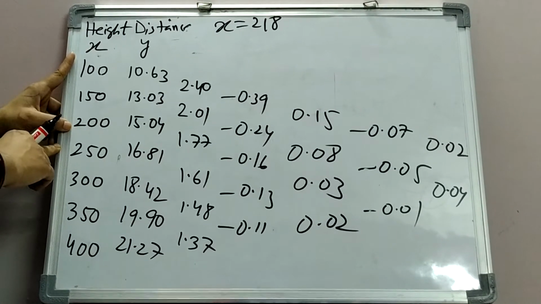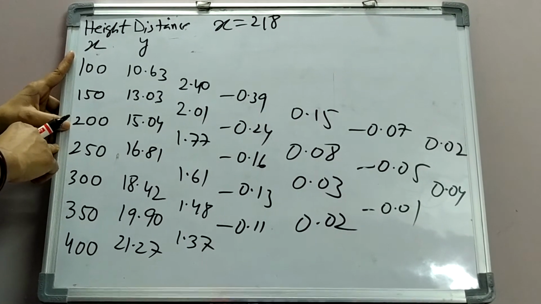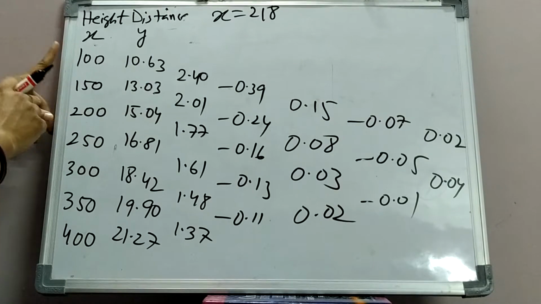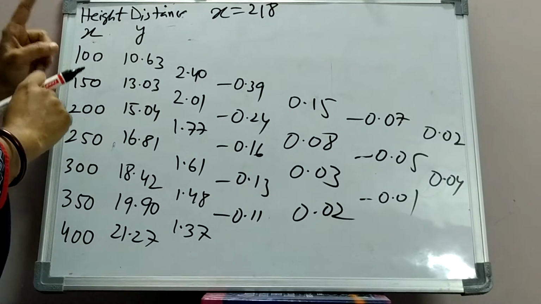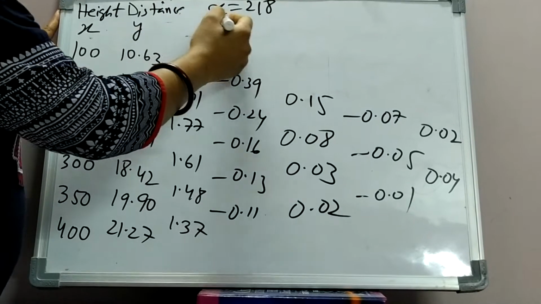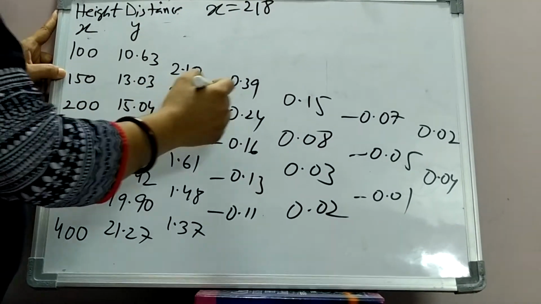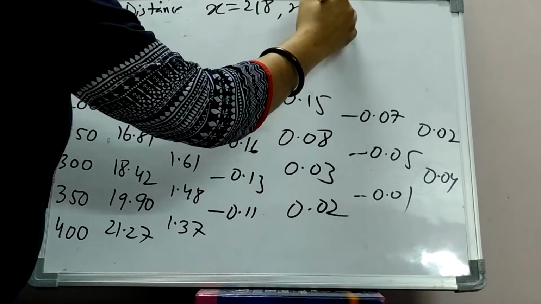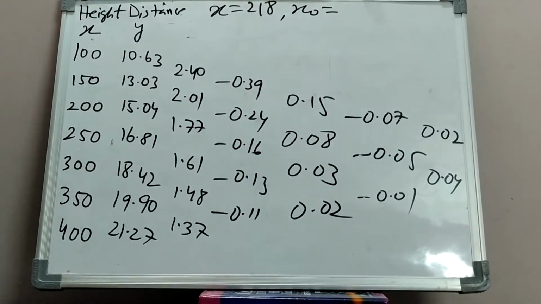So we can apply Newton's forward interpolation formula. For this, what we need to do? We need to find out the value of p first. So x is equal to 218. Now what to take as x naught?